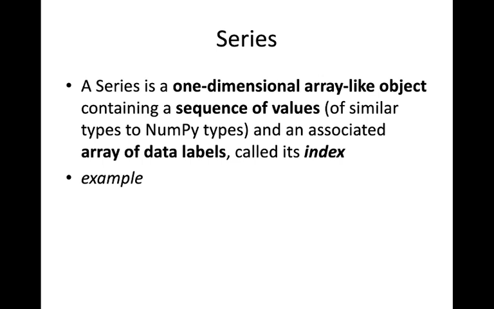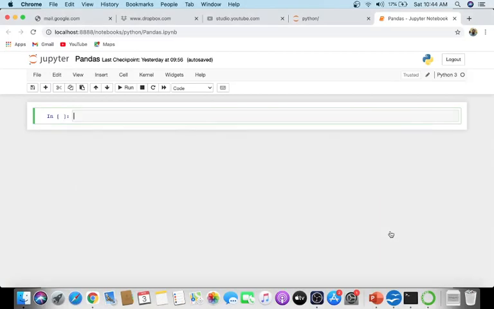So it is a one-dimensional array-like object containing a sequence of values, but it has an index also. All the values will be indexed using some indexing mechanism. We'll see an example to do this.